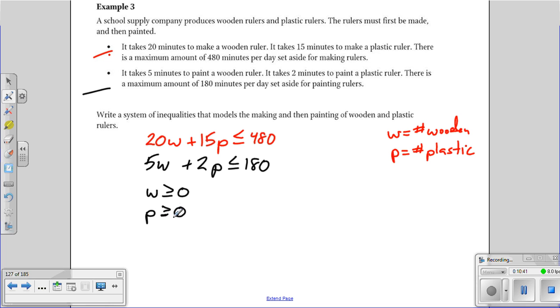Now, all these constraints have to work together. So we call this a system. So we put it in a bracket like this. And this right here defines the fact that it's a system. Okay. And that's what we're shooting for here. Okay. So these four constraints are working together to produce a scenario, the function: how many wooden and plastic rulers can we make given these constraints.